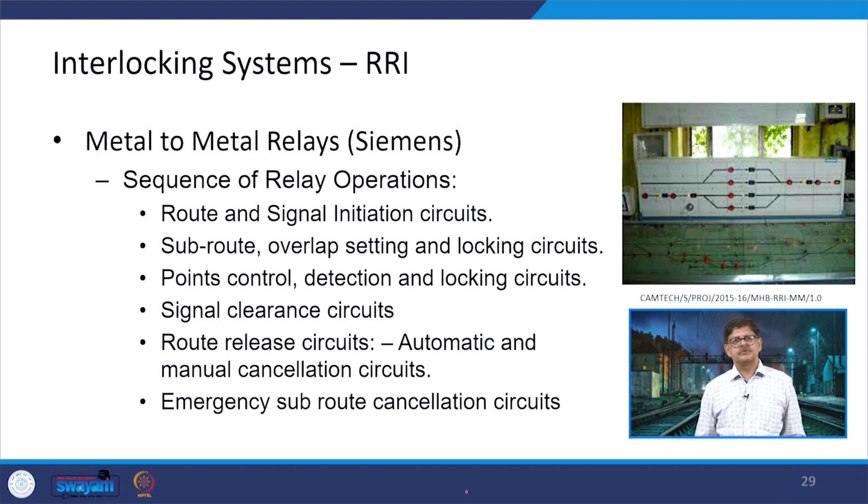Now, what are the sequences of the relay operations which are used in the metal to metal relays provided by Siemens? First of all, the route and signal initiation circuits will be operated. Then subroute overlap settings and locking circuits are going to be operated. Then points control, detection and locking circuits. Then signal clearance circuits will get operated. Then route release circuits will get operated. These automatic and manual cancellation circuits are there in these particular type of circuits. And then finally emergency subroute cancellation circuits are also there.